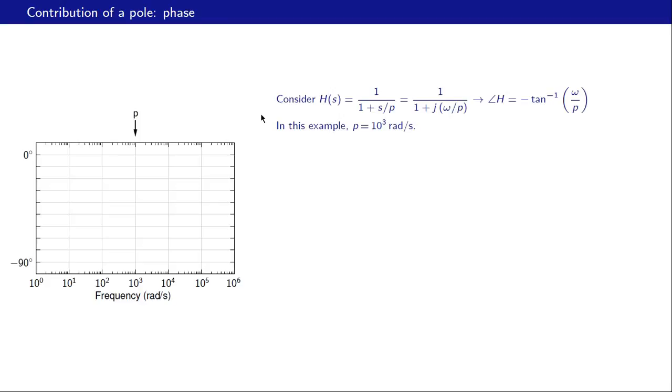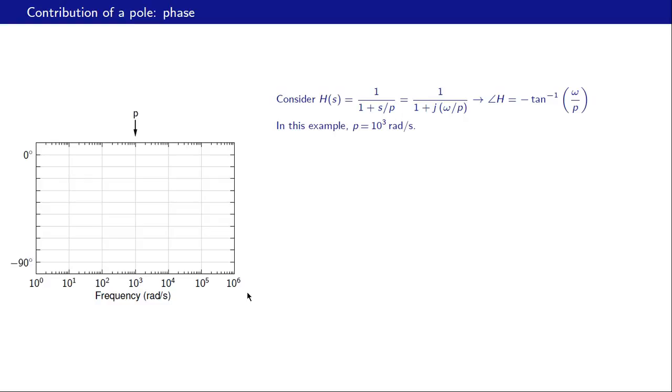Let us now look at the Bode phase plot for this same transfer function 1 over 1 plus s by p, which corresponds to a single pole, and the pole is at minus 10 raised to 3 radians per second as in the previous slide. Alright, now as we have seen before, we plot the phase on a linear axis and frequency on a logarithmic axis.